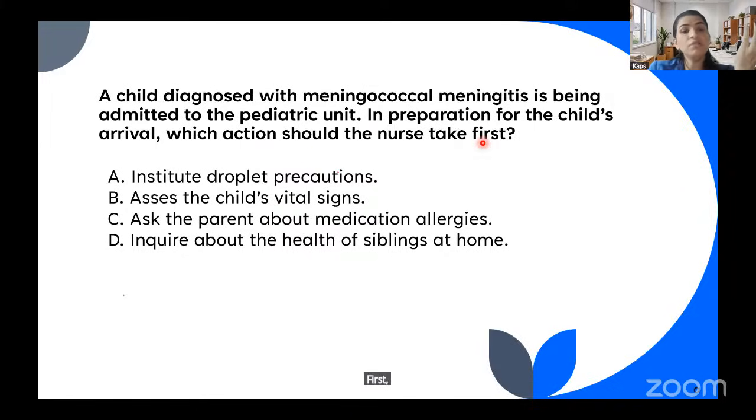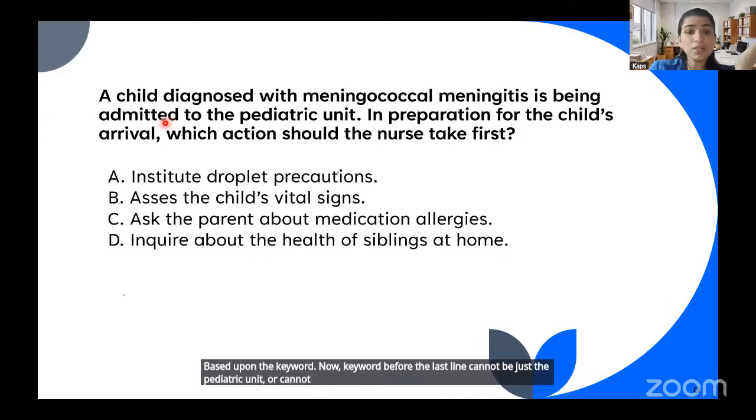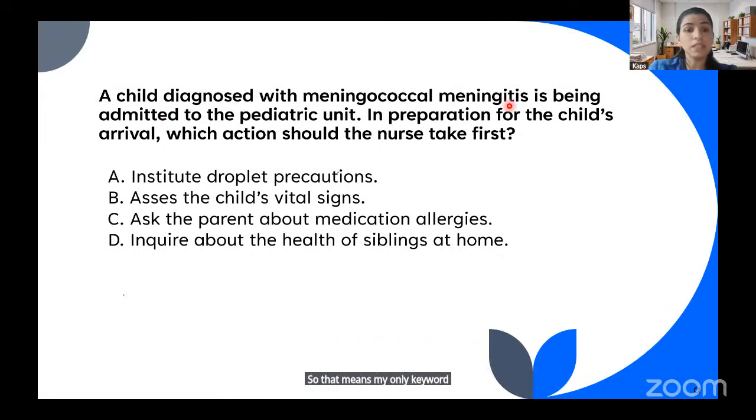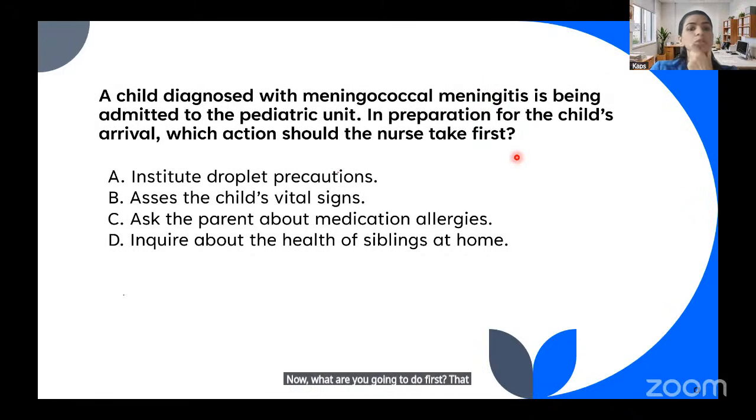Maybe you're going to do everything, but what comes first based upon the keyword? Now, the keyword before the last line cannot be just the pediatric unit, or even just the admission. So my only keyword left is meningitis. That means you have a patient with meningitis in front of you. Now, what are you going to do first? That is what they want to know.